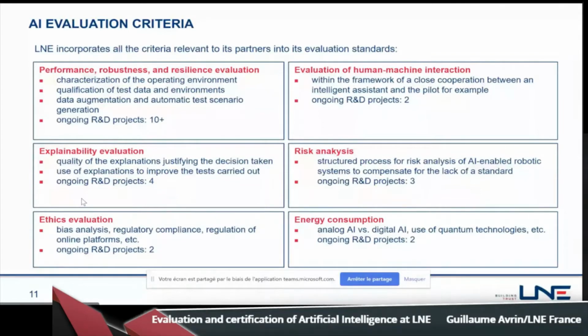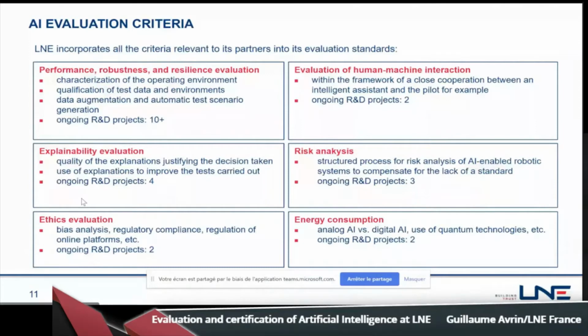And for example, at LNE, we are comparing, benchmarking digital AI with analog AI and neuromorphic AI in order to see if there are new kinds of approaches that are less consuming in energy in comparison with traditional digital AI. And so there are different kinds of standardization work at an international level.